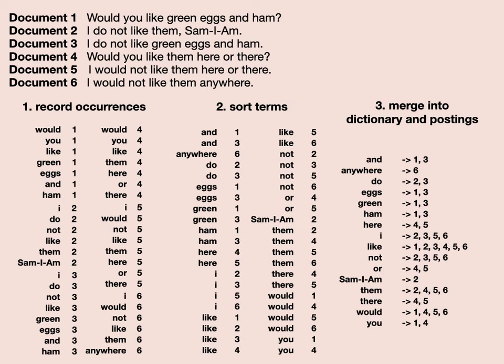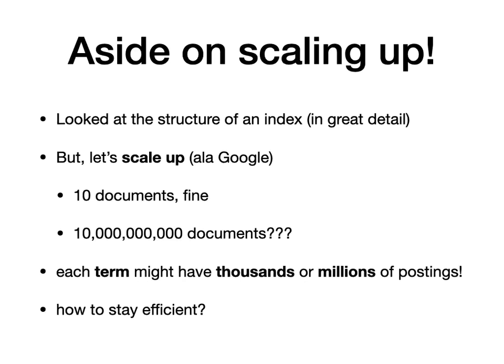Okay, so we've looked at this in great detail, how one of these structures is constructed, how we make sure it stays fairly efficient. Now, one important part of this course is understanding how these things scale up as well. So we have the toy examples that help us understand how they work on a conceptual level, but we also need to think about the implementation in something like Google. So, scaling up.